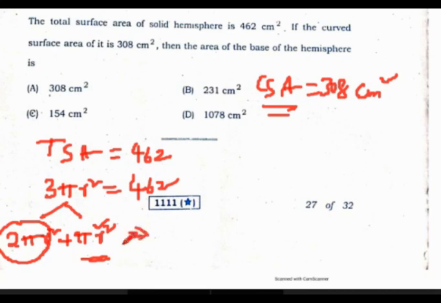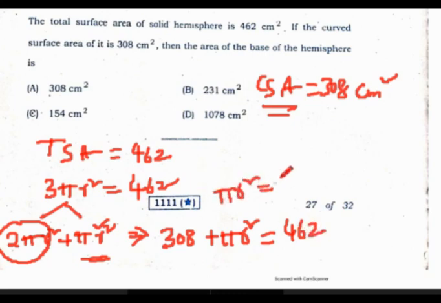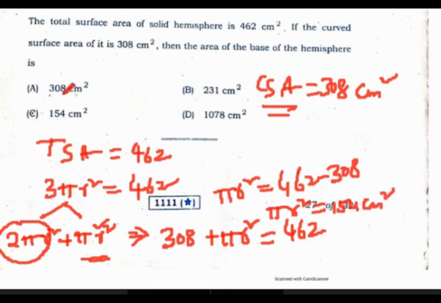So I will write 2 pi r square as 308, which is given as curved surface area, plus pi r square, which is required, is equal to 462. So pi r square is equal to 462 minus 308, which is nothing but 154 centimeter square. So the area of the base of the hemisphere is 154 centimeter square. Correct option for the last question is C.